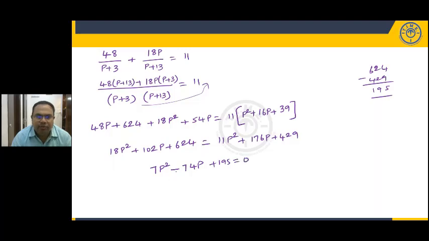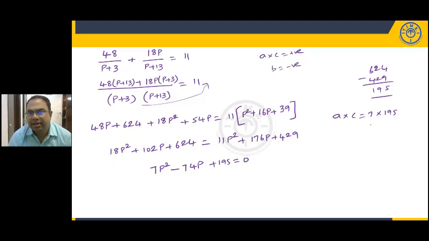So I got a quadratic equation. Find the factors. What is A into C? 7 into 195. A into C is positive. You can watch our video on the YouTube channel on how to find roots of a quadratic equation. And we got B is negative.